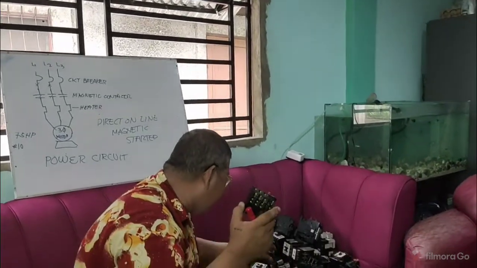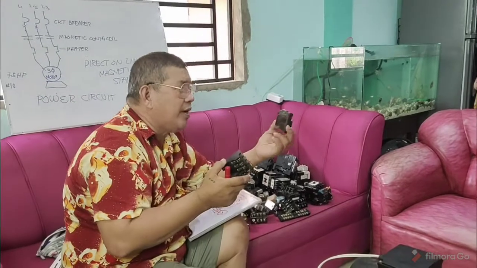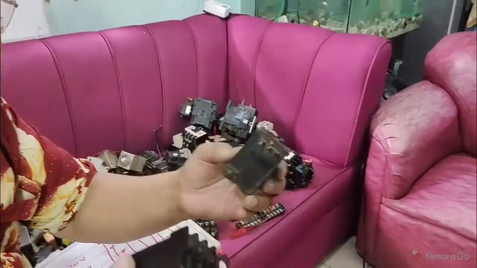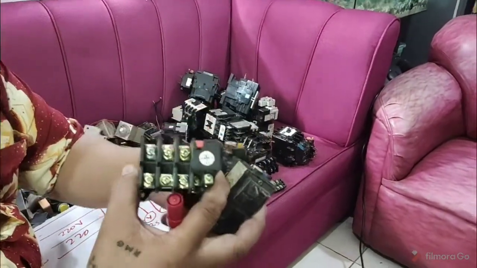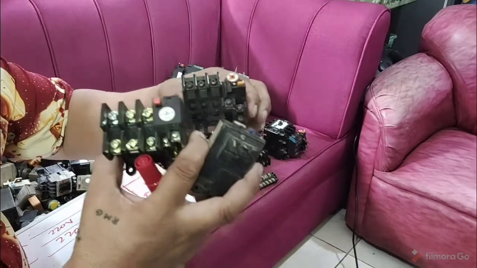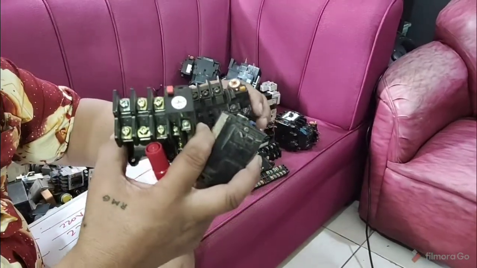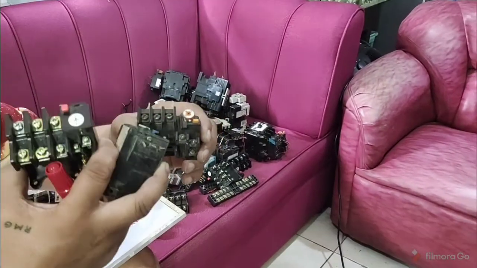Now there are different types of construction of overload. It depends on the brand. This one is also an overload relay. This one, different brand. We have also another one here. Different brand. So this is an overload relay. This is an overload relay. Okay? So this is the one responsible for protecting your motor from overload.